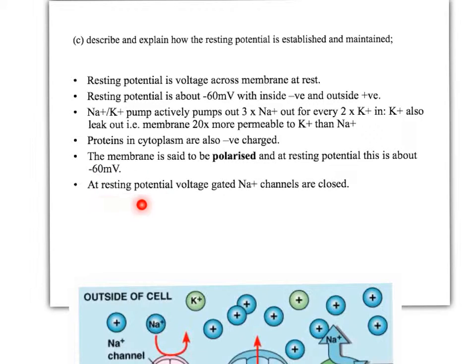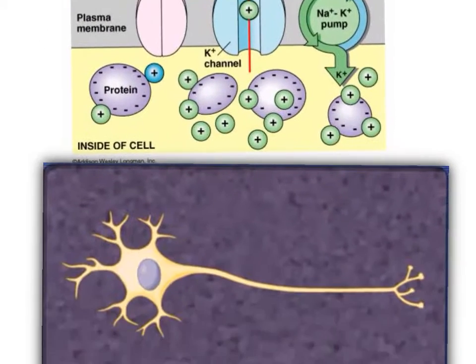And also, when the cell is polarised in this respect at resting potential, there are things called voltage-gated sodium ion channels, which we'll come across later, and they're very much closed. So the sodium ions cannot pass across the cell surface membrane. And that can be summarised by looking at a short animation below.